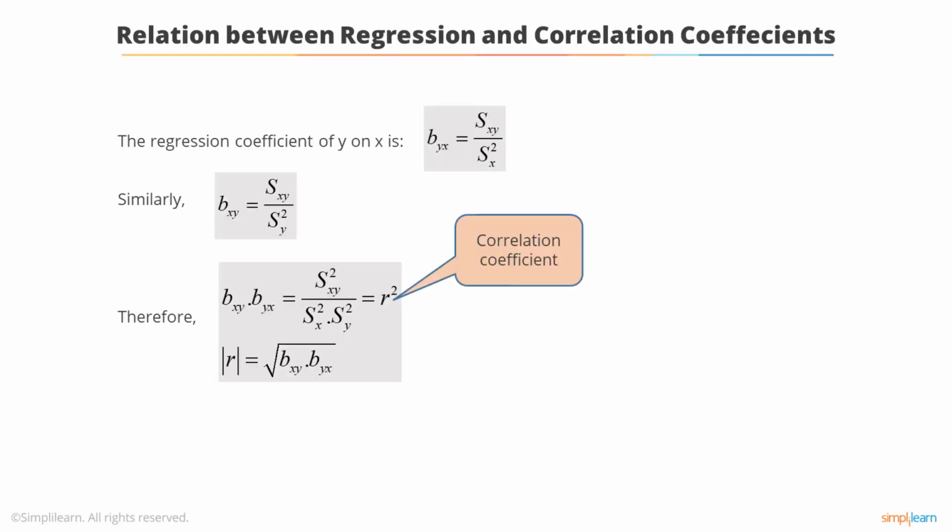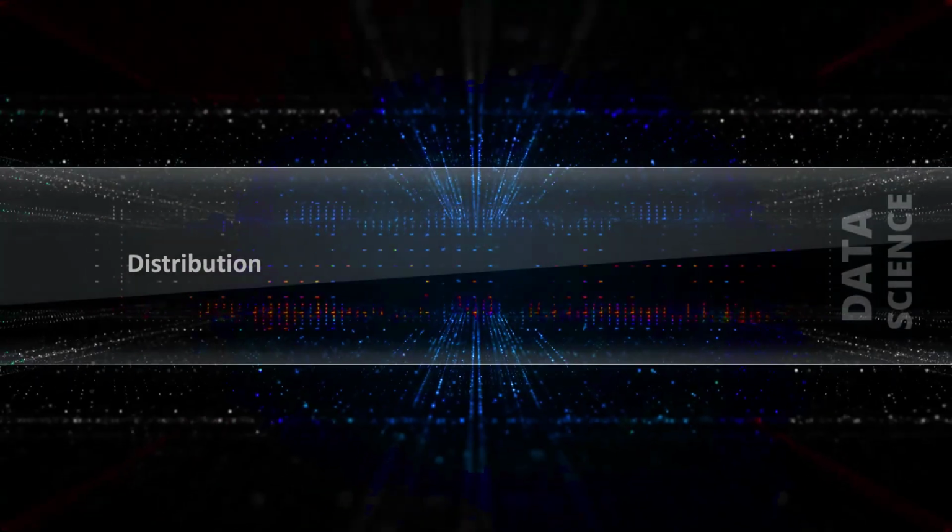Now, the relationship between regression and correlation coefficients of y on x says that the covariation between x and y divided by the variance of x distributions.